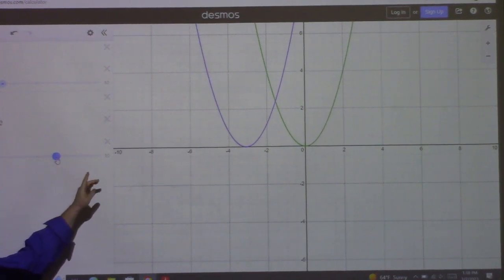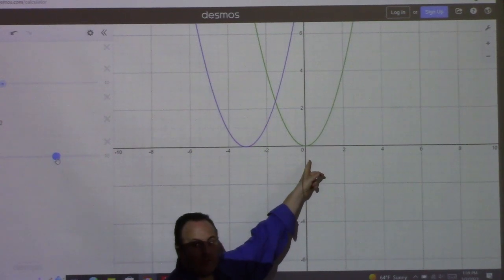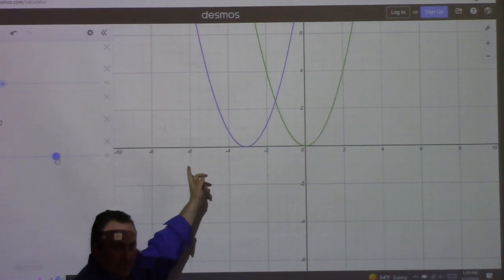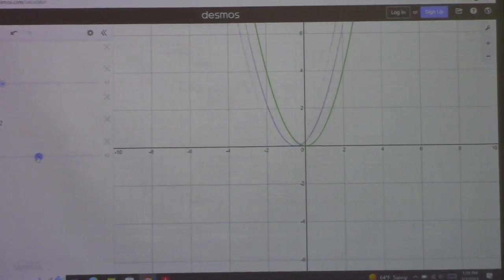What happened to the graph? The original's in green, the one in blue. What happened? It translated it 3.1 units to the left. Do you see that? Adding a number inside the argument of the square moves it the other way. If I make the b negative, watch what happens.